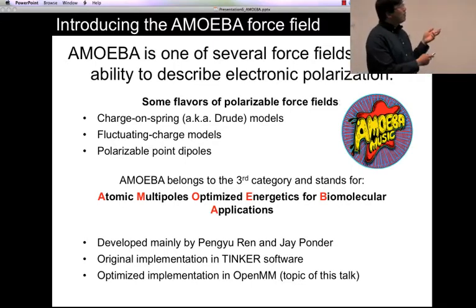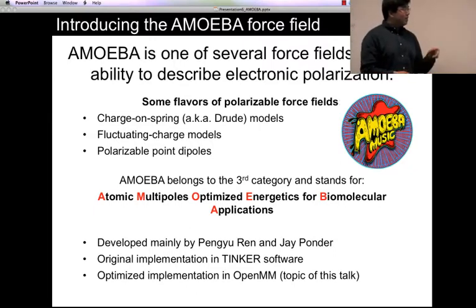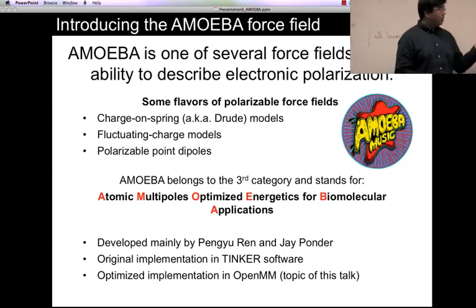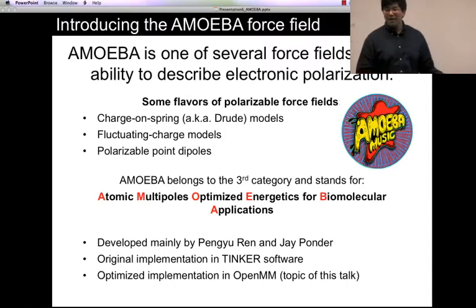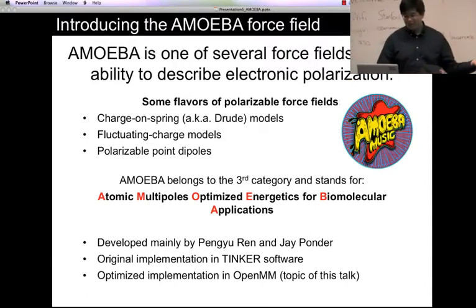Okay, AMOEBA is this third class of polarizable point dipoles, where each atom actually gets a little dipole on it, and the dipole can respond to the electric field. This was mainly developed by Ren and Ponder about 9 years ago. The original implementation is in the Tinker software package. Okay, and there's an optimized implementation in OpenMM, which is the topic of this talk.